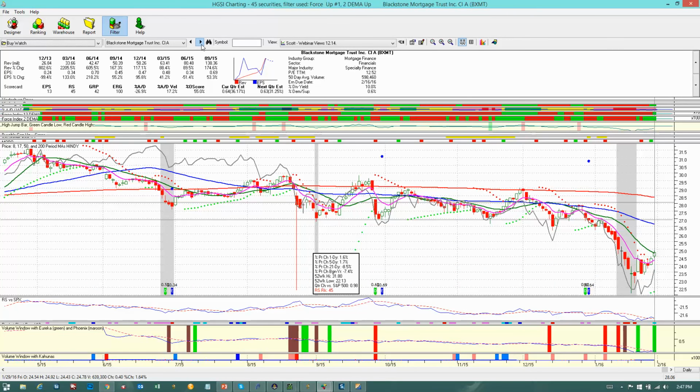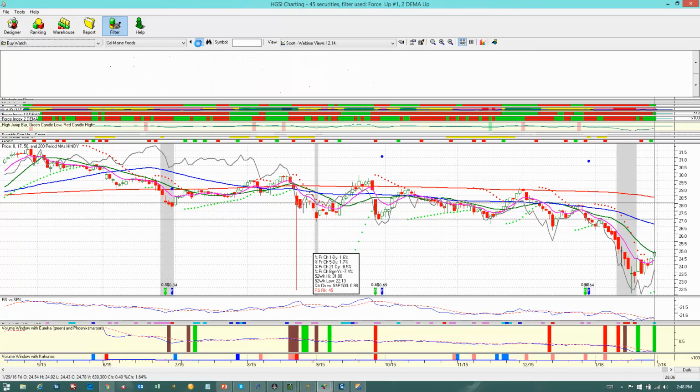Blackstone Mortgage, this is really not a growth story. This is a stock that pays a 10% dividend that's had a nice move off of its bottom. In fact, this week it was up 1.7% and does pay a huge dividend.